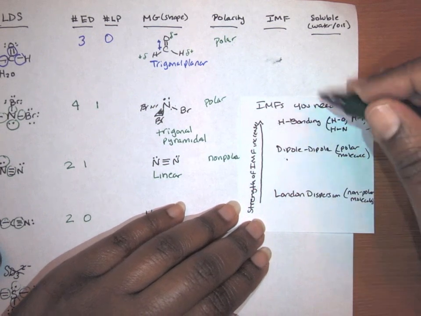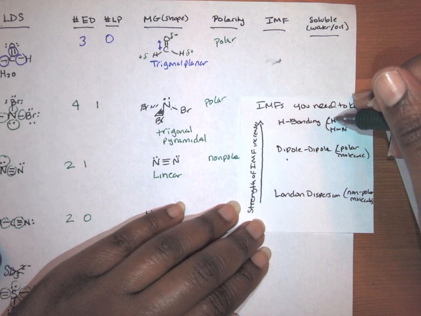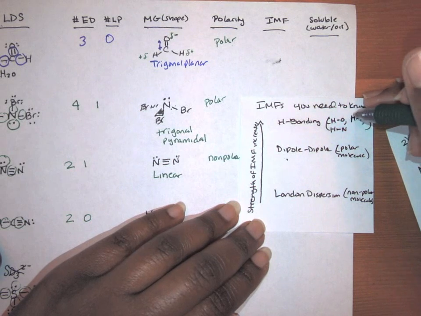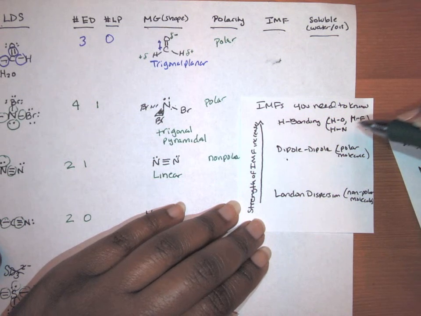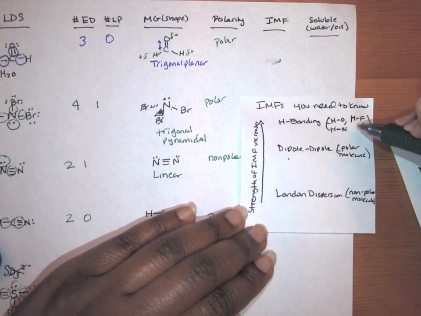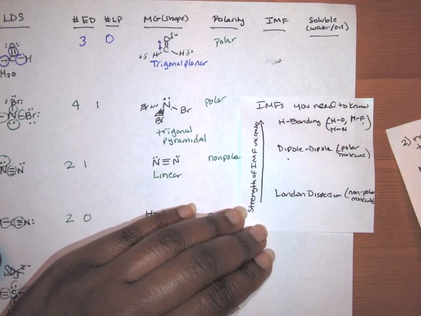And finally, if you have a molecule that has hydrogen attached to an oxygen, a fluorine, or a nitrogen somewhere, anywhere in the molecule, then that molecule will undergo hydrogen bonding. And hydrogen bonding is the strongest. It's basically like an extreme form of dipole-dipole.